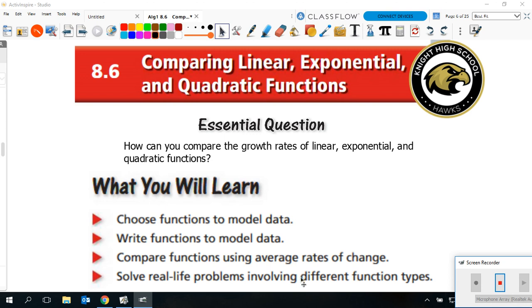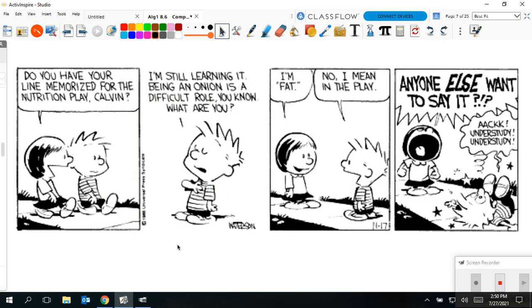Welcome back, Algebra 1 students. Here we are at the very end of Chapter 8, comparing linear, exponential, and quadratic functions in 8.6. And before we get into that, let's take a look at our cartoons, Calvin and Hobbes.